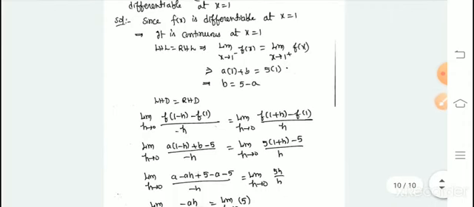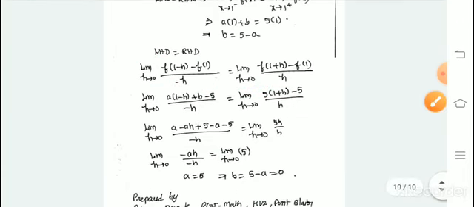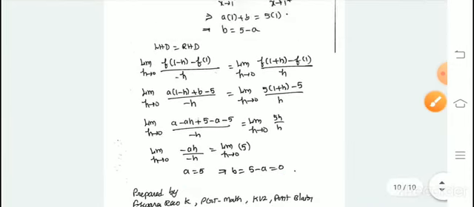Since they said it is differentiable, LHD is equal to RHD. Using the formulas, you get the relation. Finally, you try to understand all the steps. You get a is equal to 5, b is equal to 0. Right? Hope you understand it. So try to go through it.